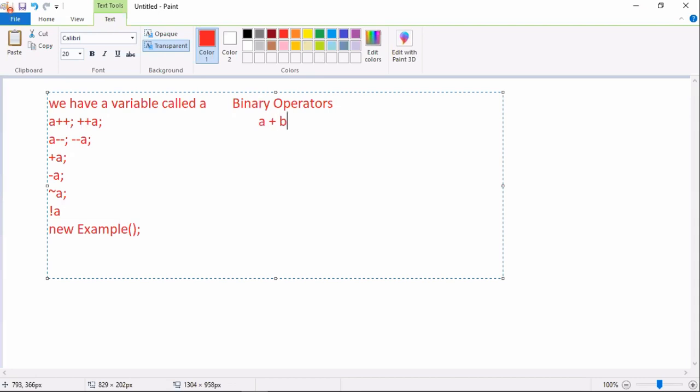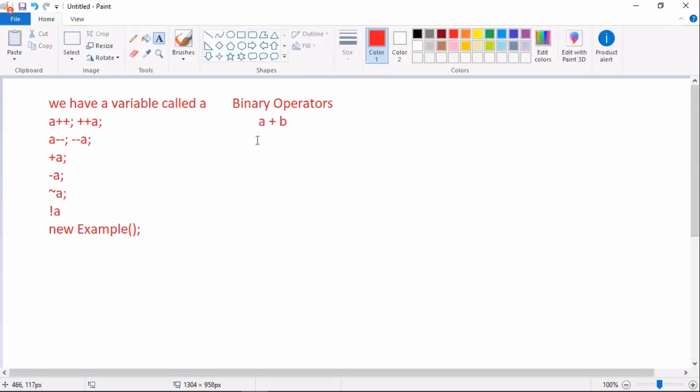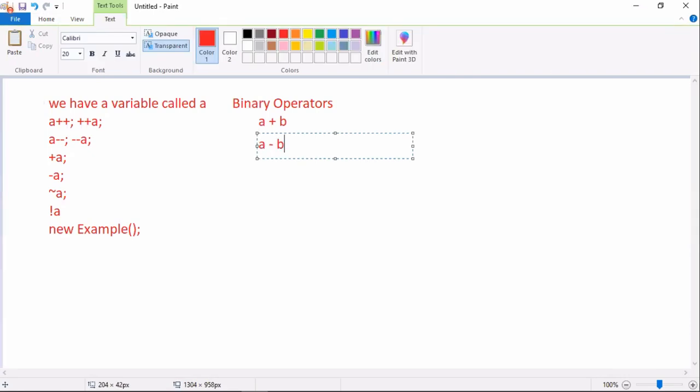a plus b, addition. Let me write separately. A minus b, and next a into b, right? Then next we have a by b, right? And a less than b, and a greater than b. Like this, we have several binary operators.